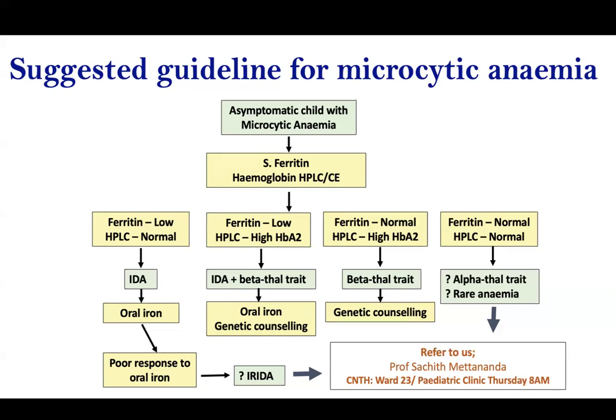So what happens if beta thalassemia trait and alpha thalassemia trait get married? Nothing, no problem. The only problem is beta thalassemia trait getting married to a beta thalassemia trait. Yeah. Okay, sir. Thank you.